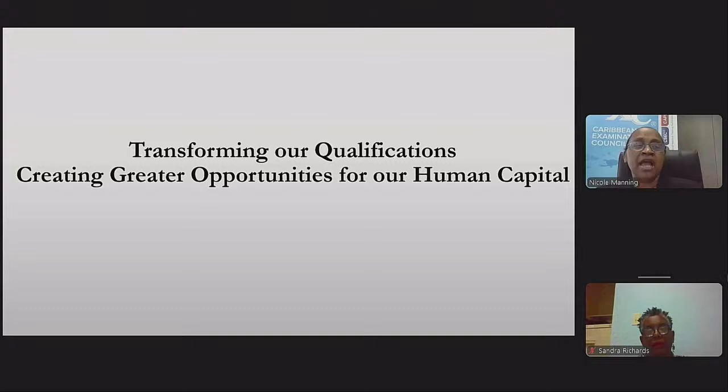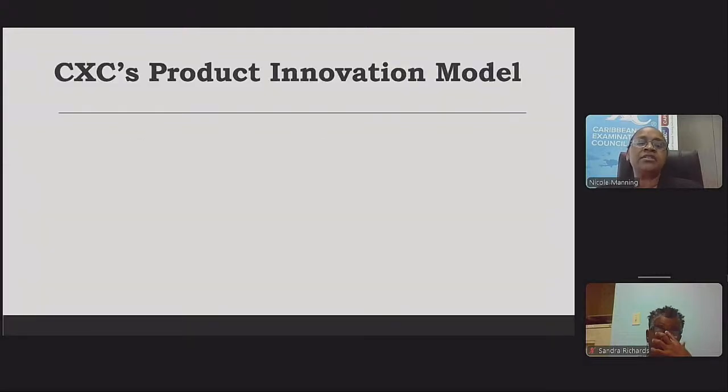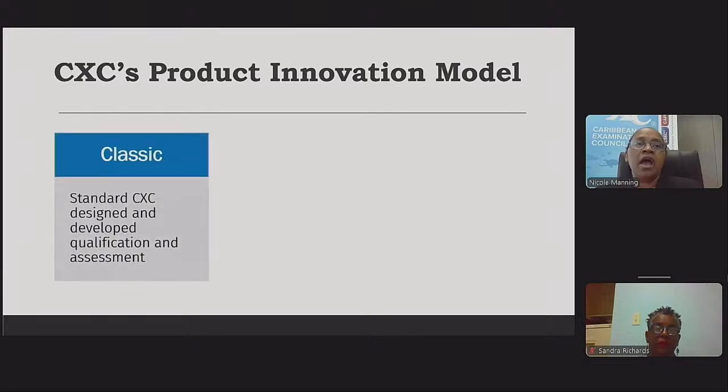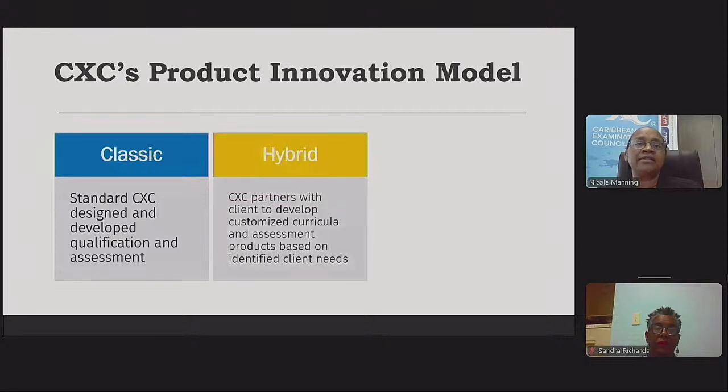First and foremost, as I mentioned, the design and development of qualifications to ensure relevance and currency. We at the Caribbean Examinations Council, like others, I trust, are looking at creating greater opportunities for our human capital. And as such, we would have created our CXC product innovation model. This model has three components: classic, hybrid, and proximate models. Now, the classic component looks at standard CXC design and development of qualifications and assessment.